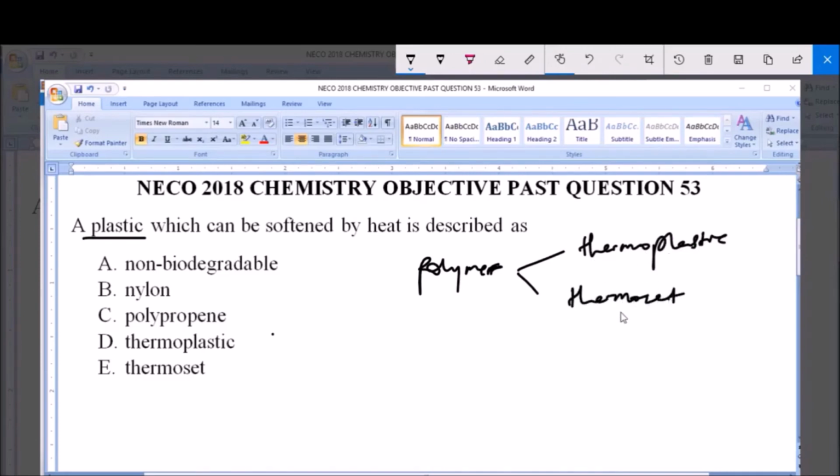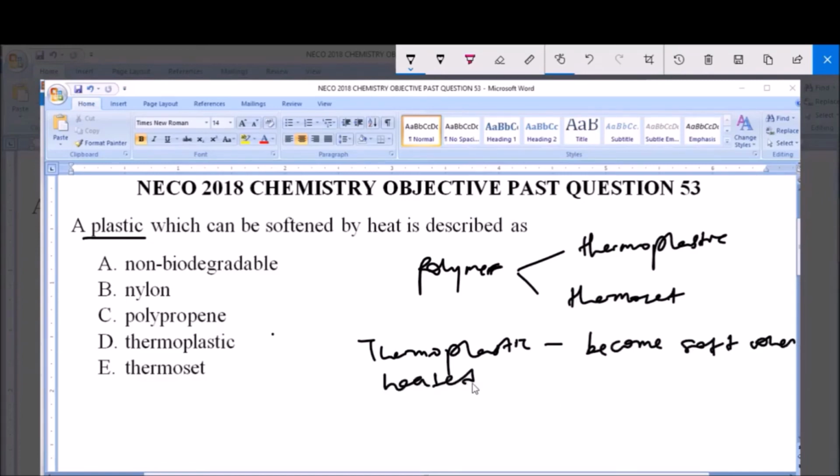Now, each of these types has their characteristics. For the thermoplastic, which is a plastic polymer, it can become soft when heat is applied, and can also become hard again when cooled. So it simply means that a thermoplastic can be heated over and over again to change its shape or form.